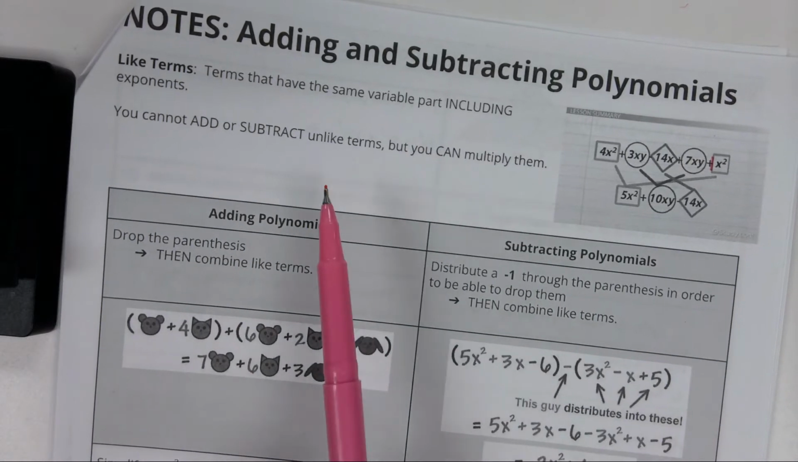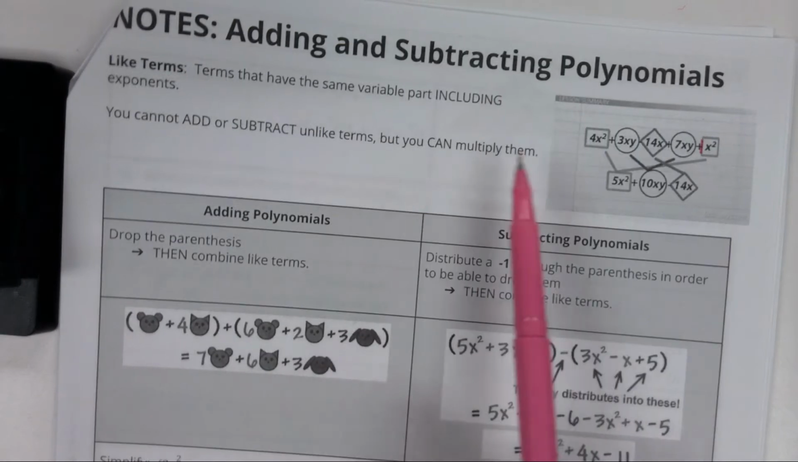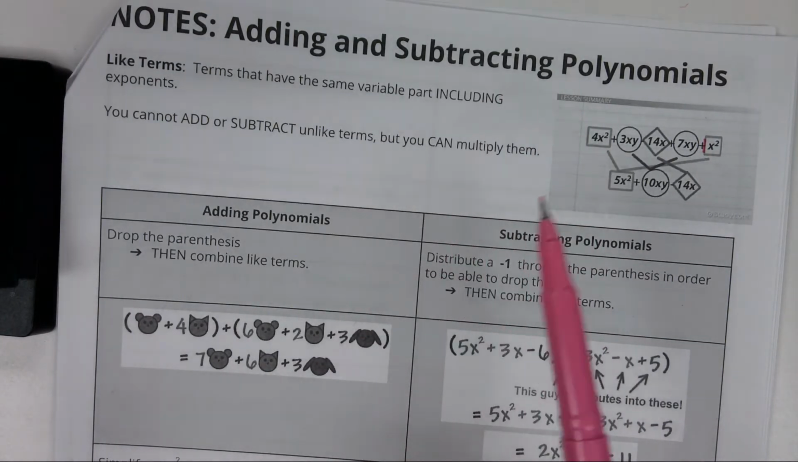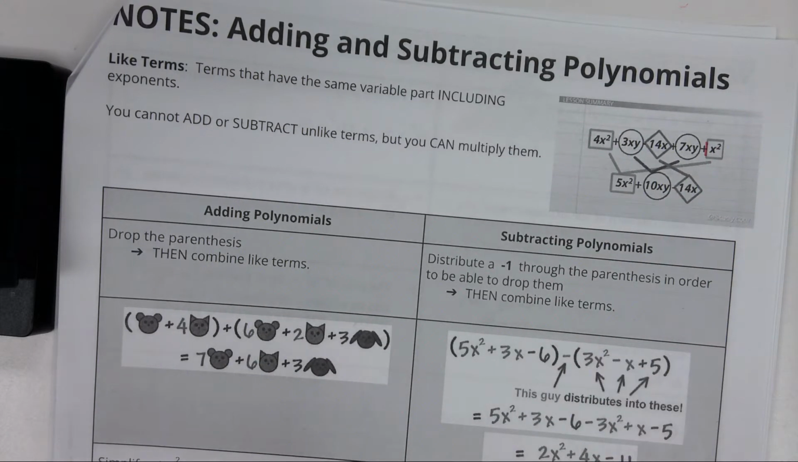Okay, so here's the deal. You cannot add and subtract unlike terms, but you can multiply them. We're going to get to that later on. Okay, so if I ask you to add, that's what we're doing today. The only ones you may do that with are like terms.